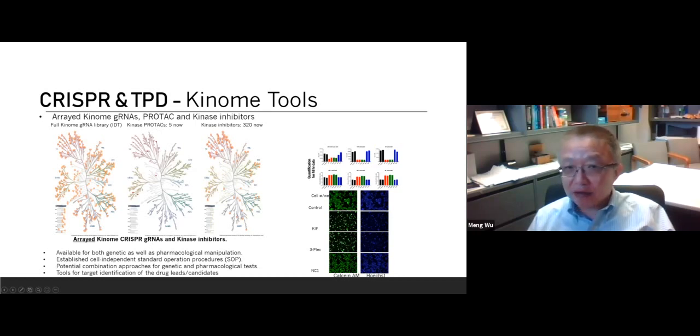I also want to point out we are working to collect different kinds of PROTAC inhibitors. If you know the term, it is basically targeted protein degradation, so by using these small molecules, they can specifically degrade a certain target protein with quite good specificity. We don't have the full kinome-wide set yet. We have 5 now because the technology is only 5 to 6 years old. On the other hand, we do have a collection of 320 different kinase inhibitors locally available.